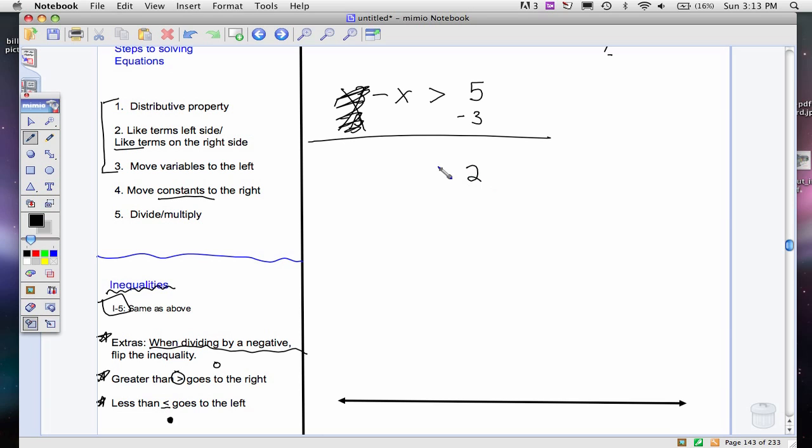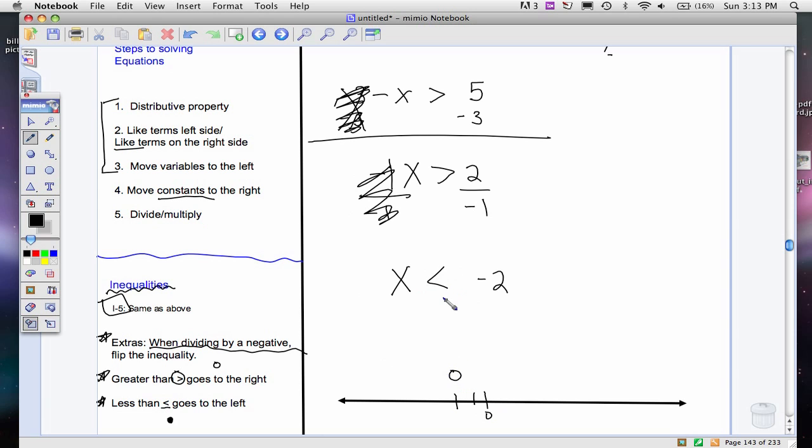I do that to the other side. 3 minus 3 is 0. They cancel. They go away. 5 minus 3 is 2. Bring down your symbol. And you don't just bring down x, you have to bring down negative x. Now the number that's in between the negative and the x is a 1. So now when I'm dividing, I divide by a negative 1, divide by a negative 1. These cancel. X and negative 2. Now, if you noticed, I divided by a negative, which means I have to flip my inequality.